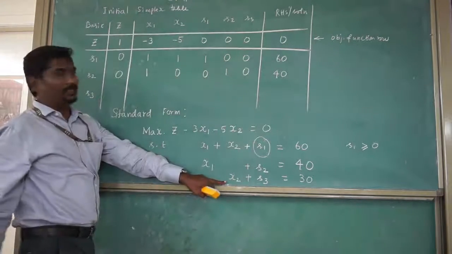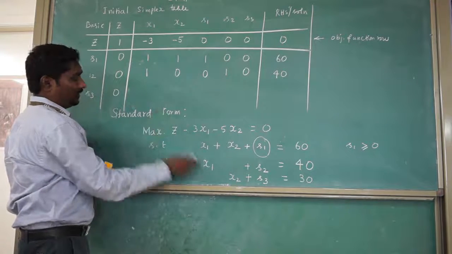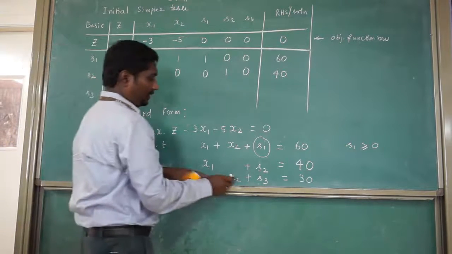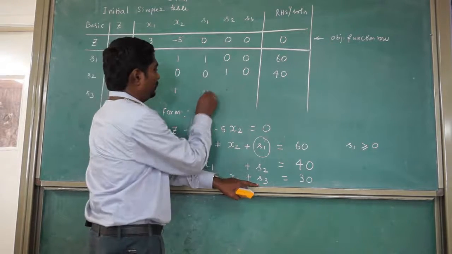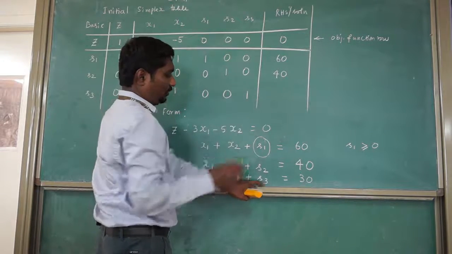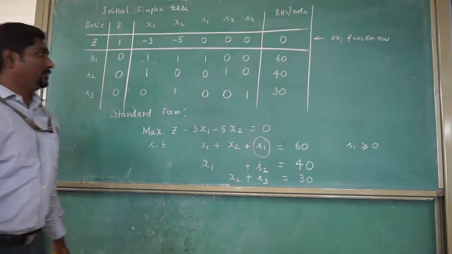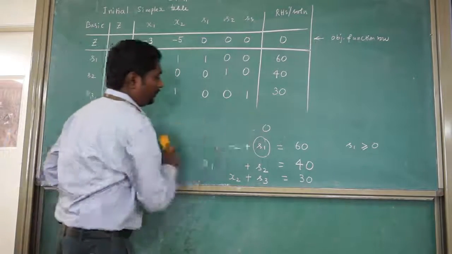Coming to the third constraint equation, there is no z here and there is no x1 also, so the coefficients are 0 for z and x1. The coefficient of x2 is 1, s1 is 0, s2 is 0, s3 is 1, and the right hand side is 30. So this is the initial simplex table, which we have to form.